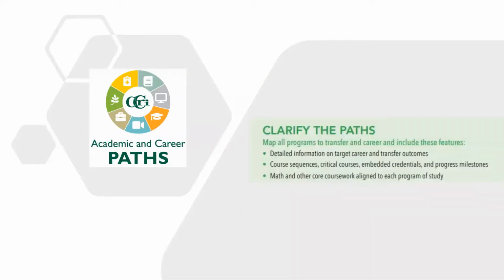First, clarify the paths. Map all programs to transfer and career and include these features. Simplify students' choices with default program maps developed by faculty and advisors to show students a clear pathway to completion, further education, and employment in fields of importance to the region. Establish transfer pathways through alignment of pathway courses and expected learning outcomes with transfer institutions to optimize applicability of community college credits to university majors.